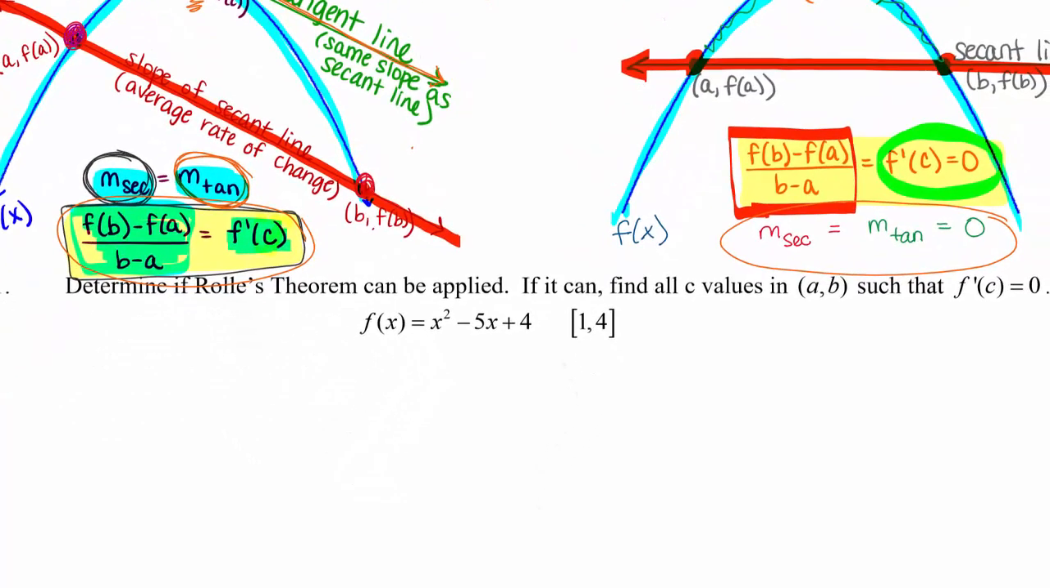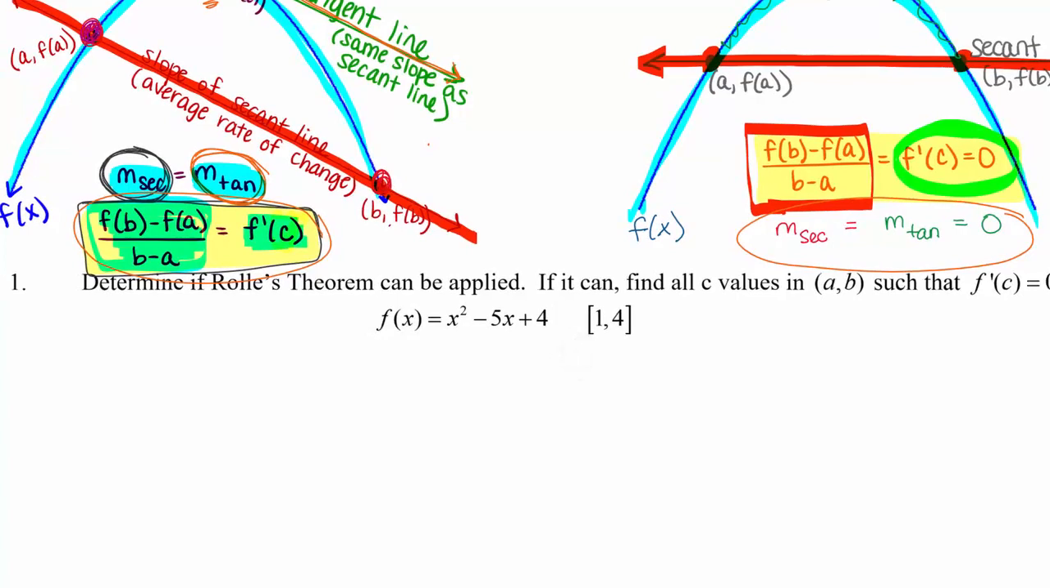So let me show you how this is going to work. I'm just going to use a polynomial so you can understand the process, and then go from there. Determine if Rolle's theorem can be applied. If it can, remember that's an if, find all c values in the open interval (a, b), so between a and b, not necessarily including the boundary, such that f prime of c is 0. They really didn't need to tell me f prime of c is 0, and I will show you why.